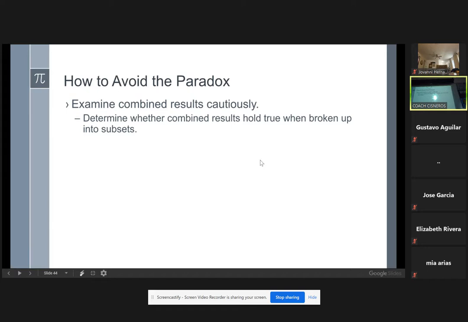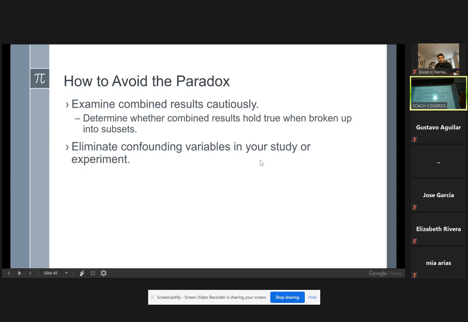Bye. So we've got to examine combined results cautiously. Sometimes we need to take that combined result and look at it separately. So that's one thing to do: make sure it's true when you break it all up. Look for confounding variables, the things that we talked about. What else could be causing that to happen? Okay, those are the two big things.